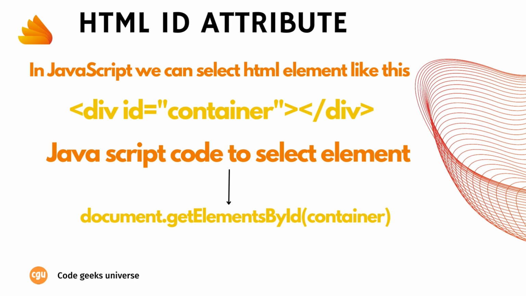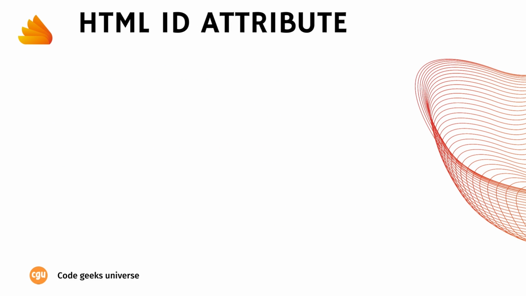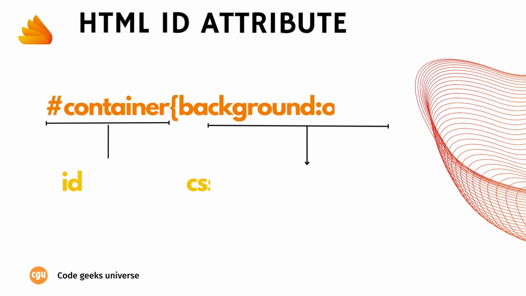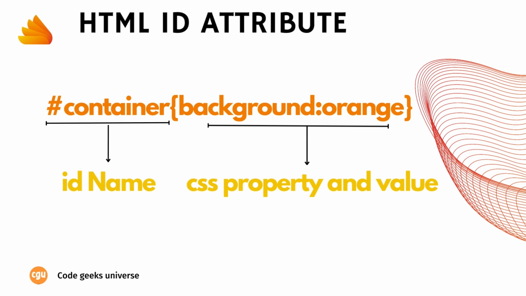To define an ID in CSS, you simply need to follow a specific syntax. Start by using the hash character and then write the name of your ID. After that, enclose the CSS properties within curly braces. This clear, straightforward format ensures proper identification and customization of elements on your website.